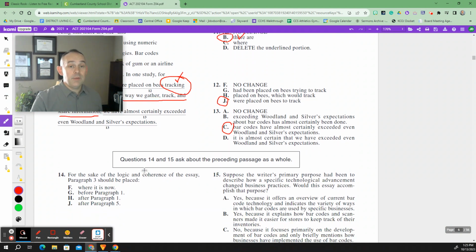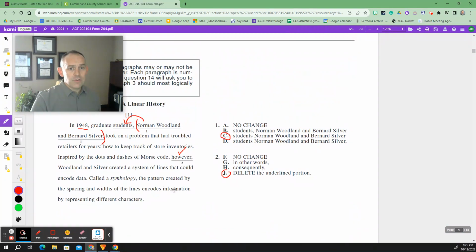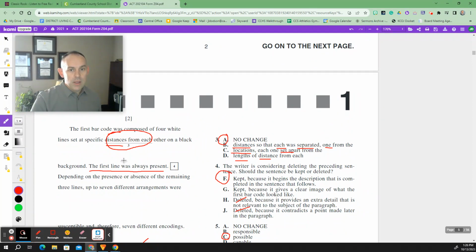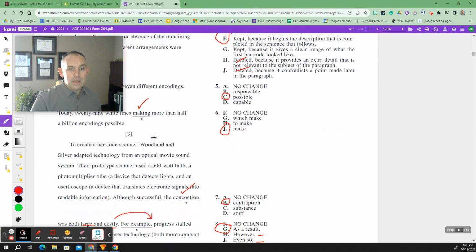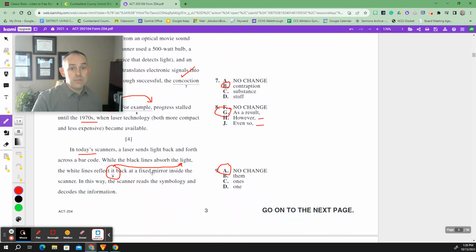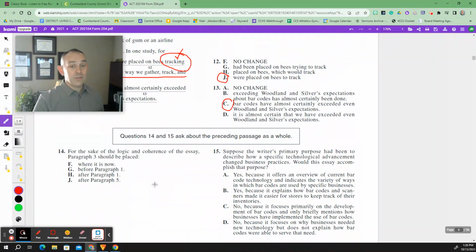We were warned at the beginning of the passage there would be a question number 14, and it says, for the sake of logic and coherence of the essay, paragraph 3 should be placed. Well, remember we talked about chronological order? Is it in chronological order? 1948, then we go from first barcode being composed, then they create it, and later in the 1970s it becomes more accessible, then today, and finally we've got the advancement. So actually, it is in chronological order, so it's F, no change where it is now.